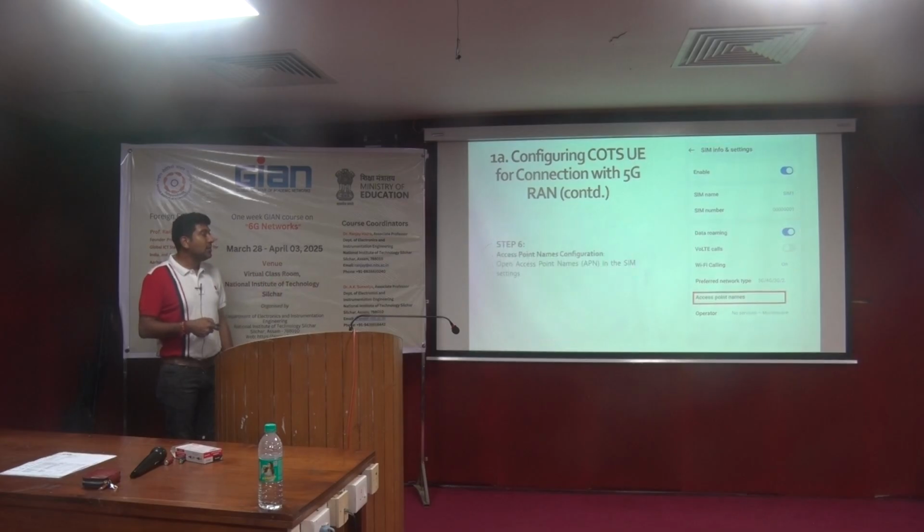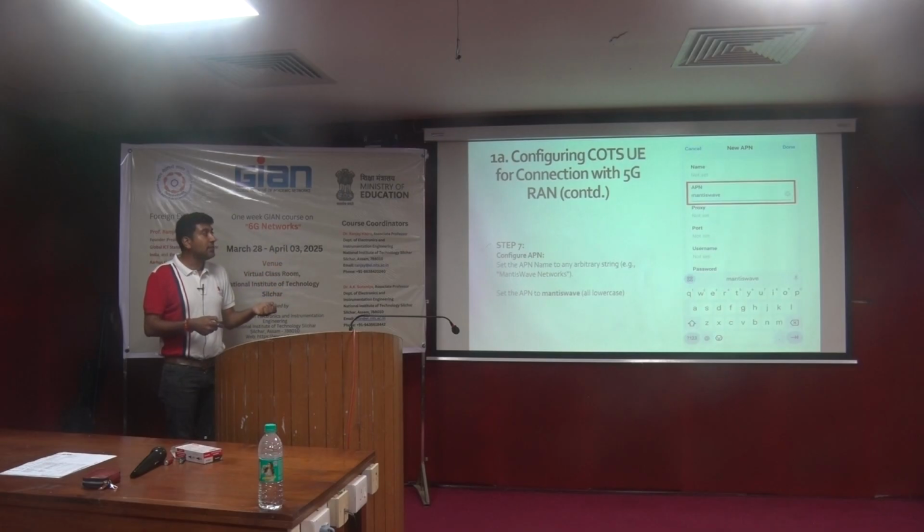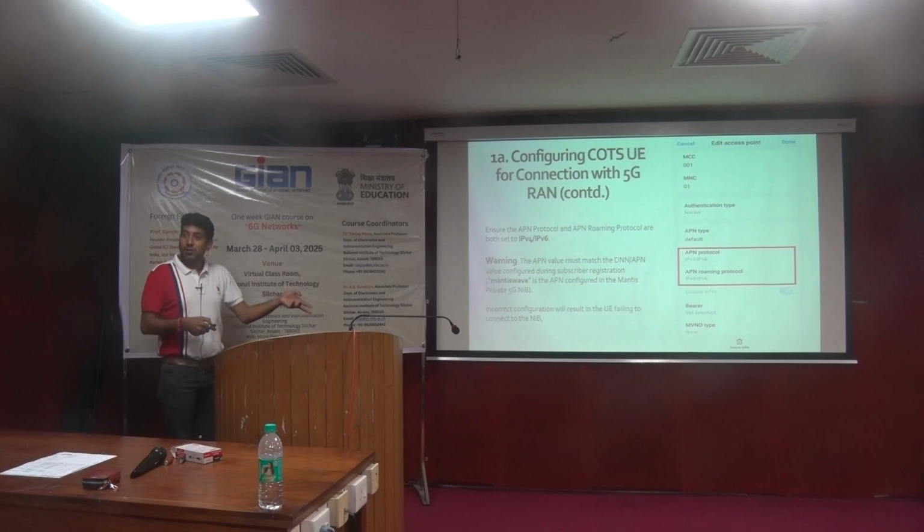Once it is done, we are naming this access point. As I told you, in our case, what is the access point name? It is the name of the 5G box, which is Mantis Wave. So we are saving this to Mantis Wave. Once we have done that, we are practically setting up the protocols.